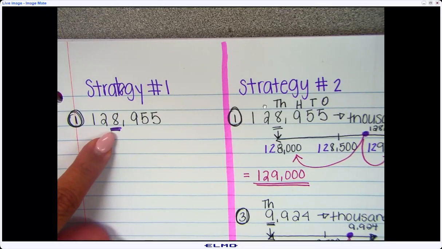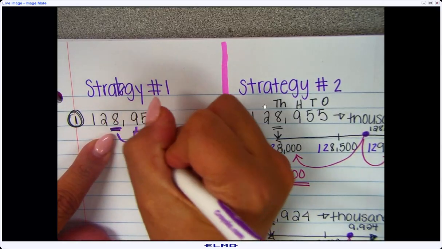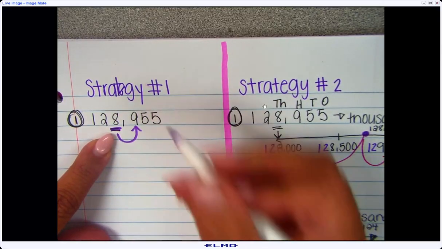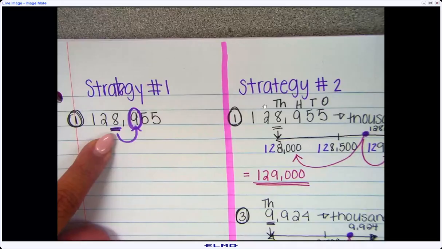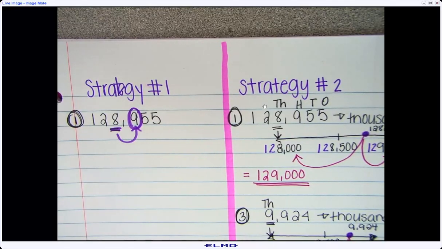What's the next step? Go next door. So I'm going to go next door. And I'm going to put this neighbor under a magnifying glass. I'm going to look at him very closely. The rule says if the neighbor's 5 or more, then you add 1 more.